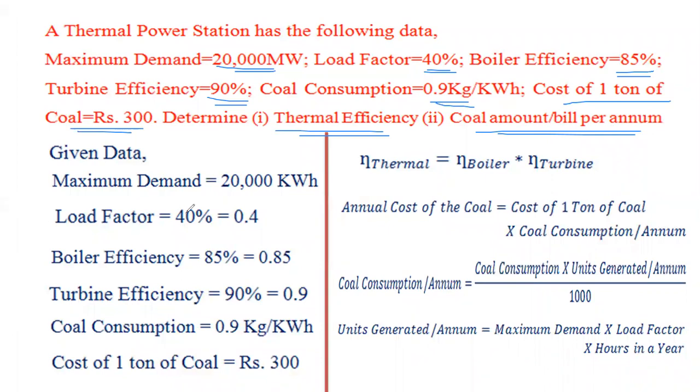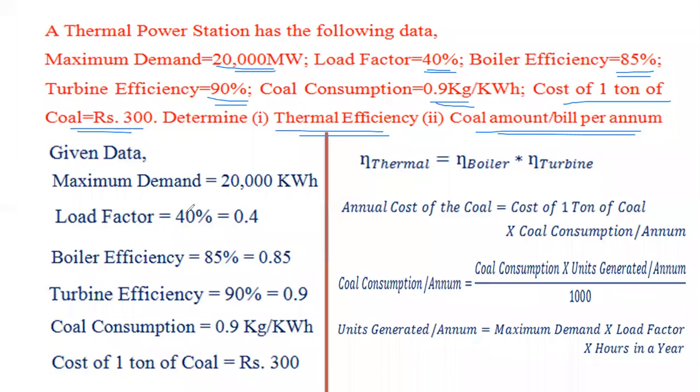Now we want to find out the thermal efficiency. Already we know the formula, that is the boiler efficiency into turbine efficiency. The boiler efficiency is given as 85%, 0.85, and the turbine efficiency is given as 90%, that is 90 by 100, 0.9. We simplify and get that value. The second one we want to find out is the annual cost of the coal.